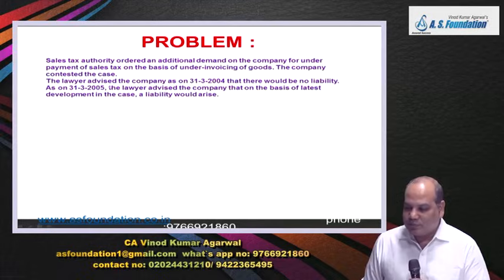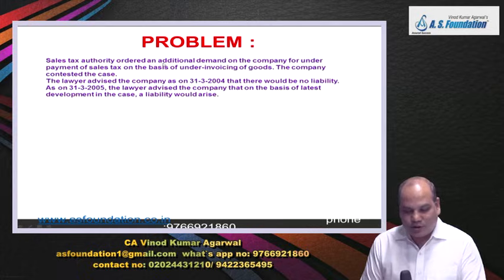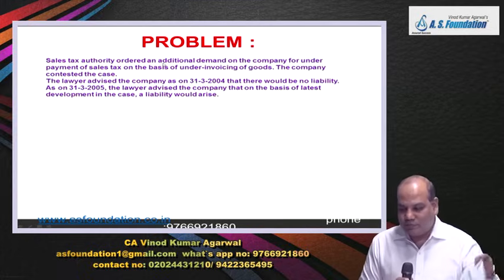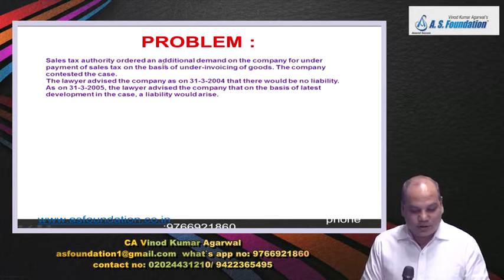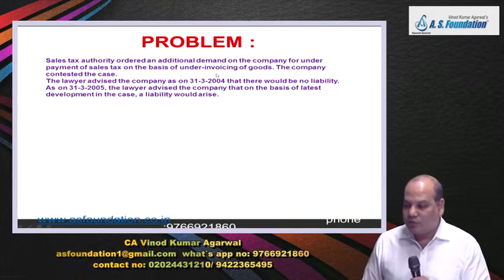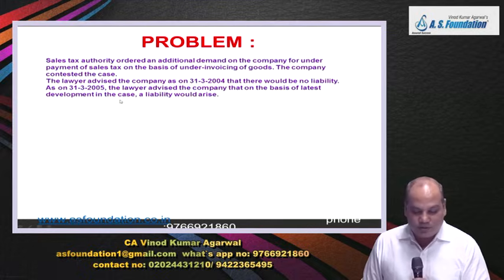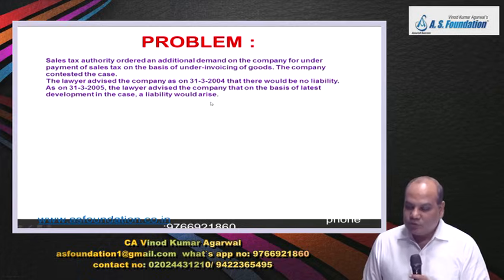Okay, try one more. Similar problem. Sales tax authority ordered an additional demand on the company for underpayment of sales tax on the basis of under-invoicing of goods. So sad. The company contested the case. The lawyer advised the company that as on 31st March 2004, there would be no liability. On 31st March 2005, the lawyer advised the company that on the basis of the latest development in the case, a liability would arise. Okay. So what is the treatment of this sales tax demand on 31st March 2004 and 31st March 2005?